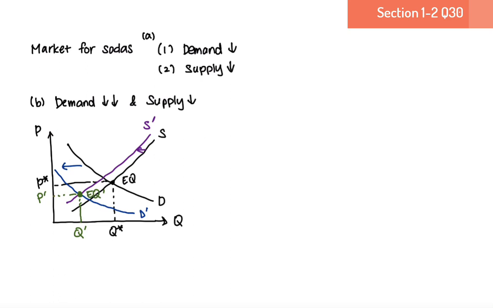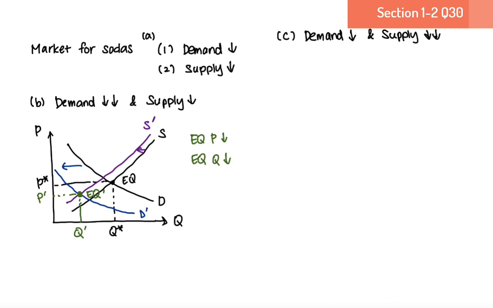Now, if we compare the new equilibrium to the old equilibrium, we can see that our equilibrium price is lower and our equilibrium quantity is also lower. In part C, we still have the same two events. We have a fall in demand and also a fall in supply, except in this case, the relative sizes will be different. Now we have the fall in supply being greater than the fall in demand.